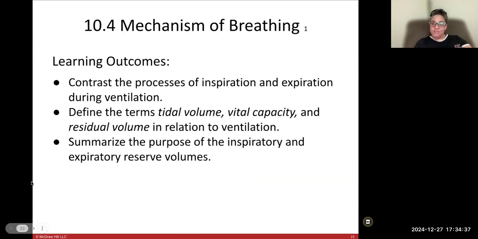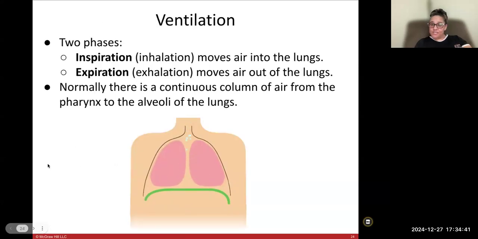The actual mechanism of breathing. Ventilation, like we said, consists of 2 phases. Inspiration moves air into the lungs, expiration moves air out. Normally, there's a continuous column of air from the pharynx to the alveoli of the lungs. Every second of every day, your body is doing this, or it should be.